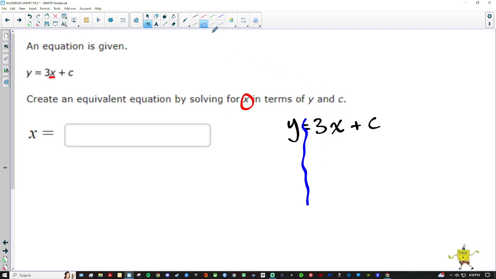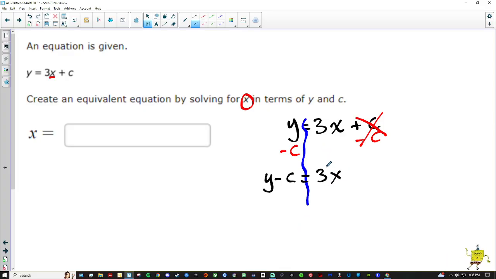So first thing we can do is take our plus c, move it to the other side. To move a positive c, we subtract c. C is gone on the right because c minus c is 0. On the left, we can't subtract a c from a y. They're not like terms. So y minus c equals 3x.